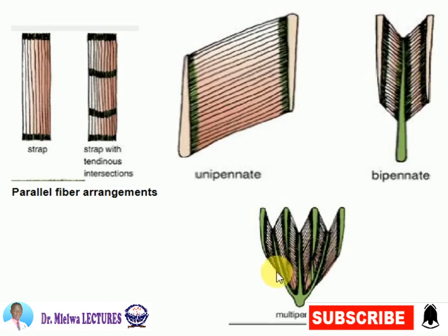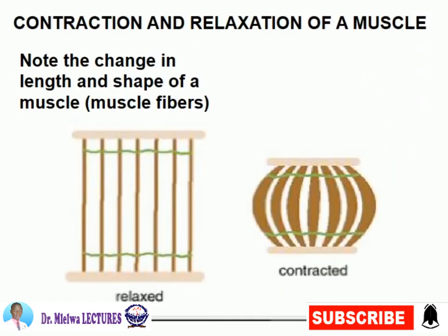Then you have multipennate. Kama unavyoweza kuona hapo kwamba tunakuwa tuna different tendon, and you have different structures ambazo your muscle inaweza kaenda ku attach au inaweza ka originate from, either it's the origin or insertion of a certain muscle.